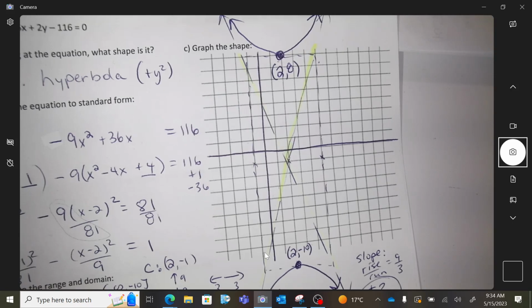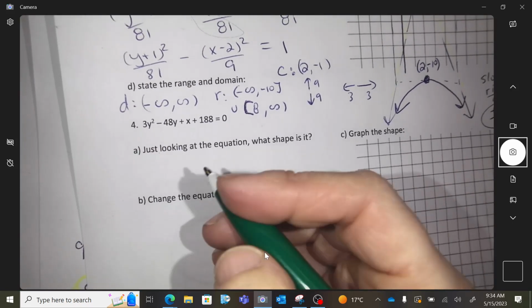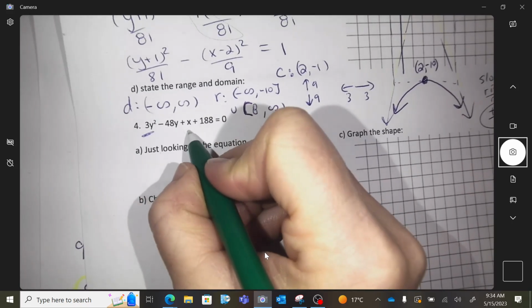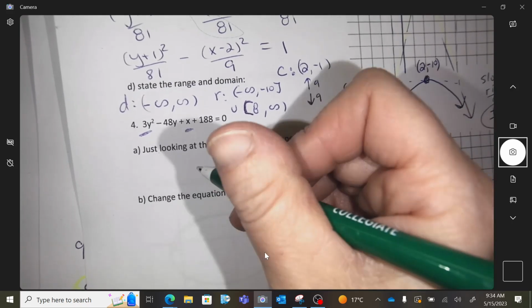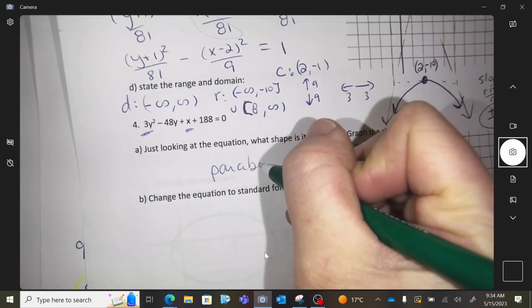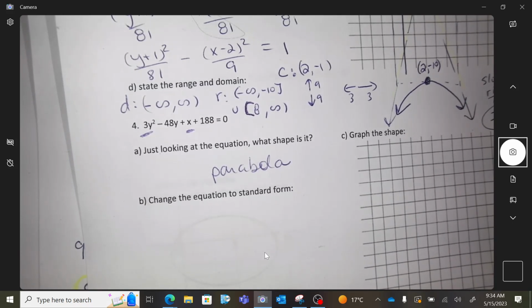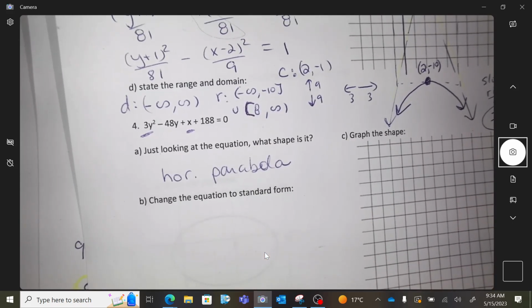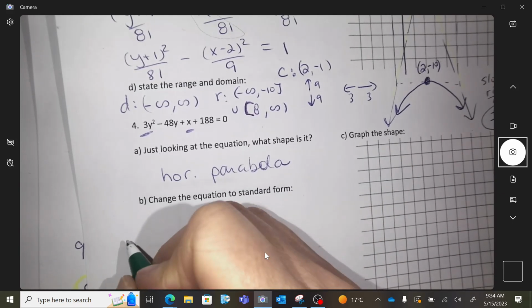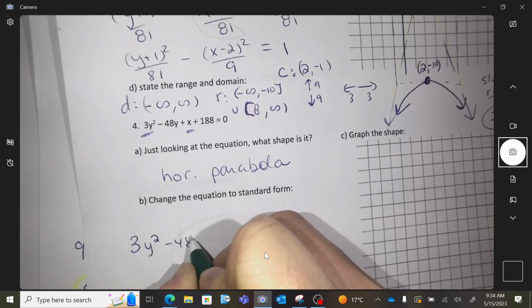All right, last shape. What is it? So we have a y squared, and then we don't have any x squareds at all. So this is a parabola, and which one? Should be a horizontal one. Okay, complete the square. So give me your y's grouped.